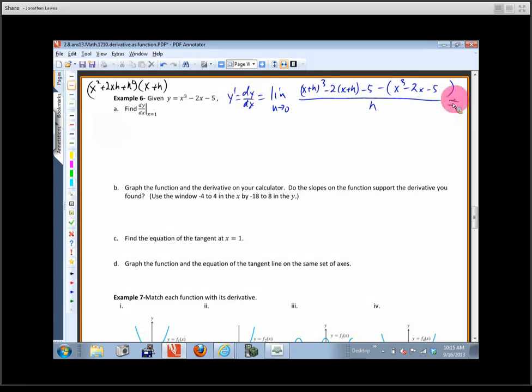So again, I'm just going to draw an arrow here. We're going to leave off the limit for the time being, and this is what we get. We get x cubed plus x squared h. Then we get plus 2x squared h. And then we get plus 2xh squared. Then we get xh squared, and then the last term is h cubed. That by far is the hardest part of the whole thing. That is just this one right here.